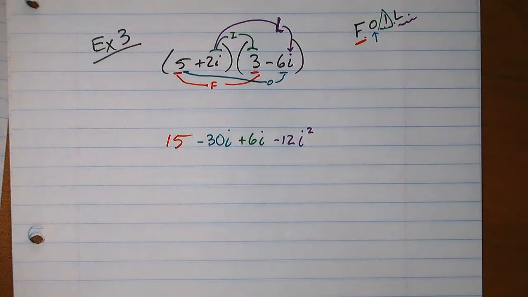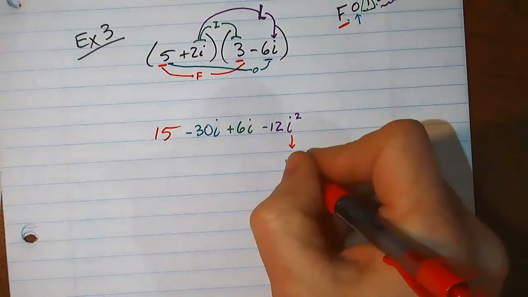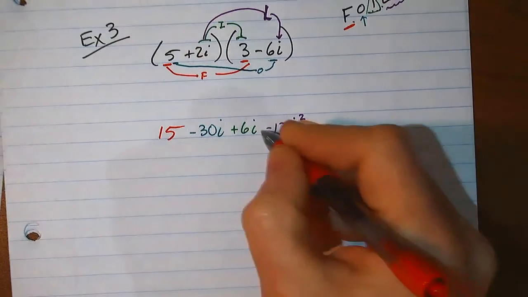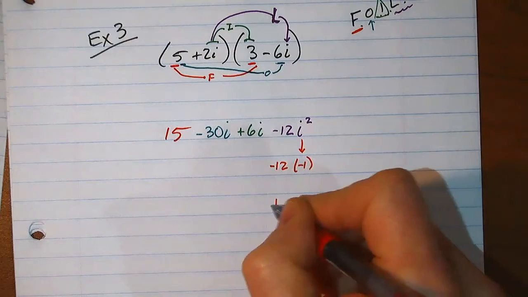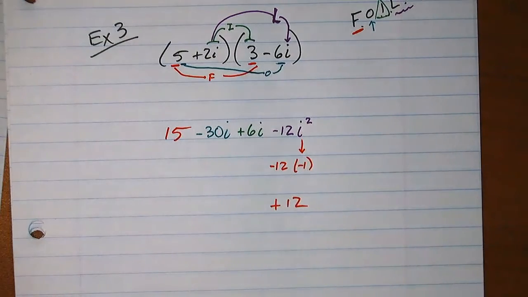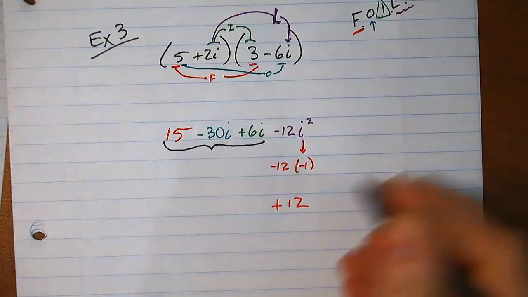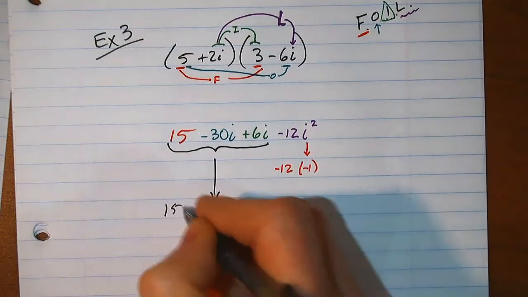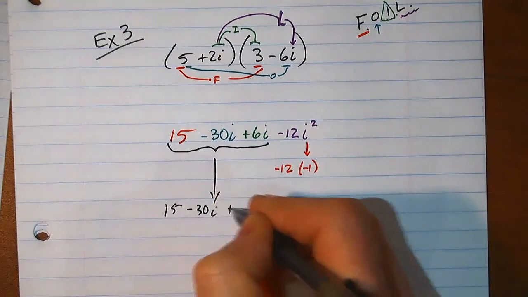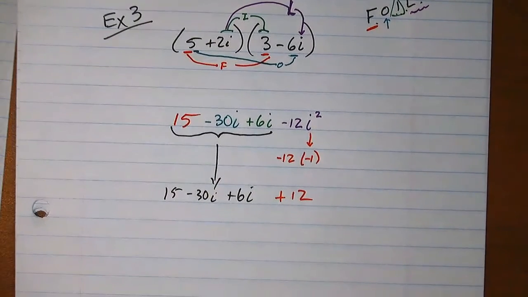Now, just like before, not changing anything, I know that i squared turns into a negative 1. So I've got a negative 12 times a negative 1. That's going to equal a positive 12. And the rest of this, I haven't changed yet. It's still there. So I'm just going to drop it all the way down. I've got a 15 minus 30i plus 6i. And then this thing turns into a positive 12.